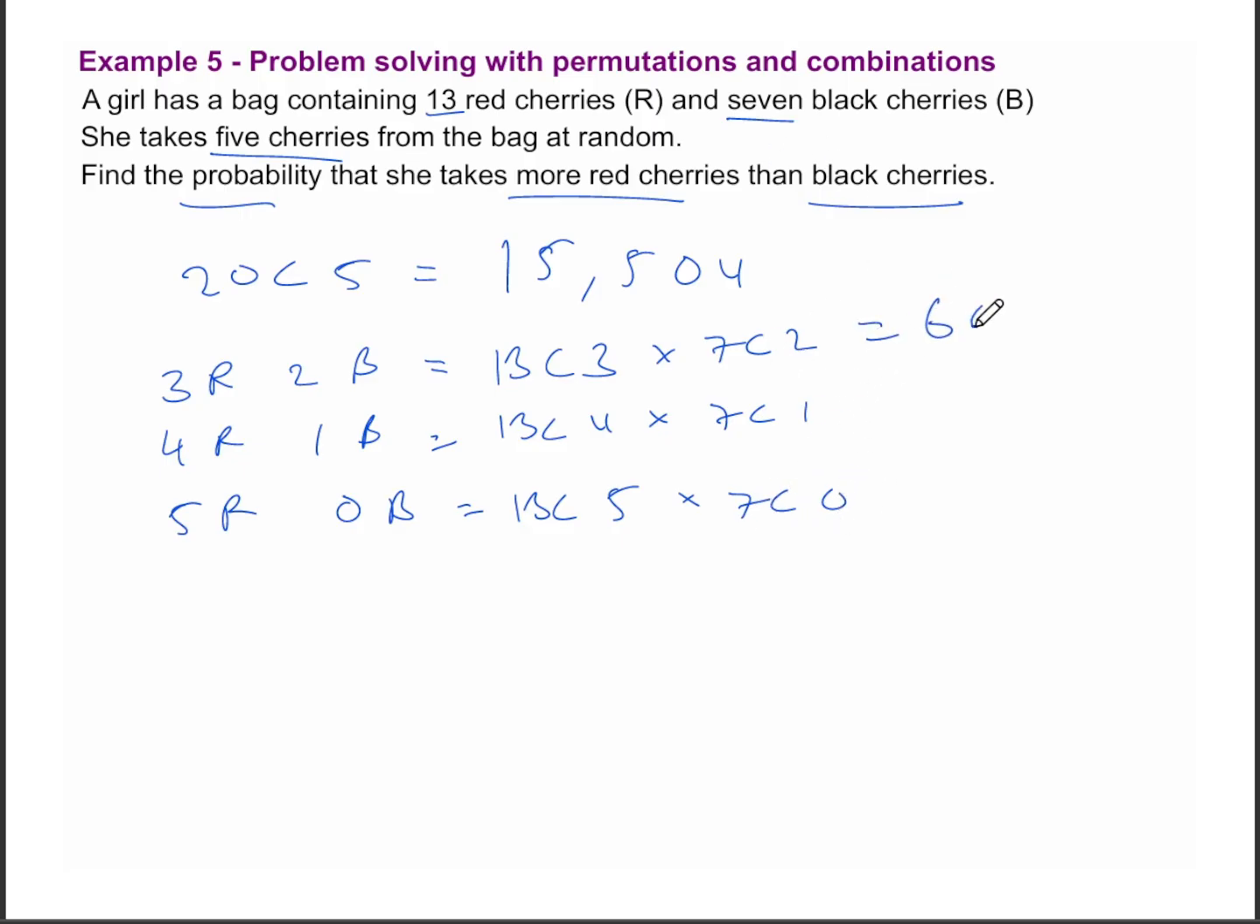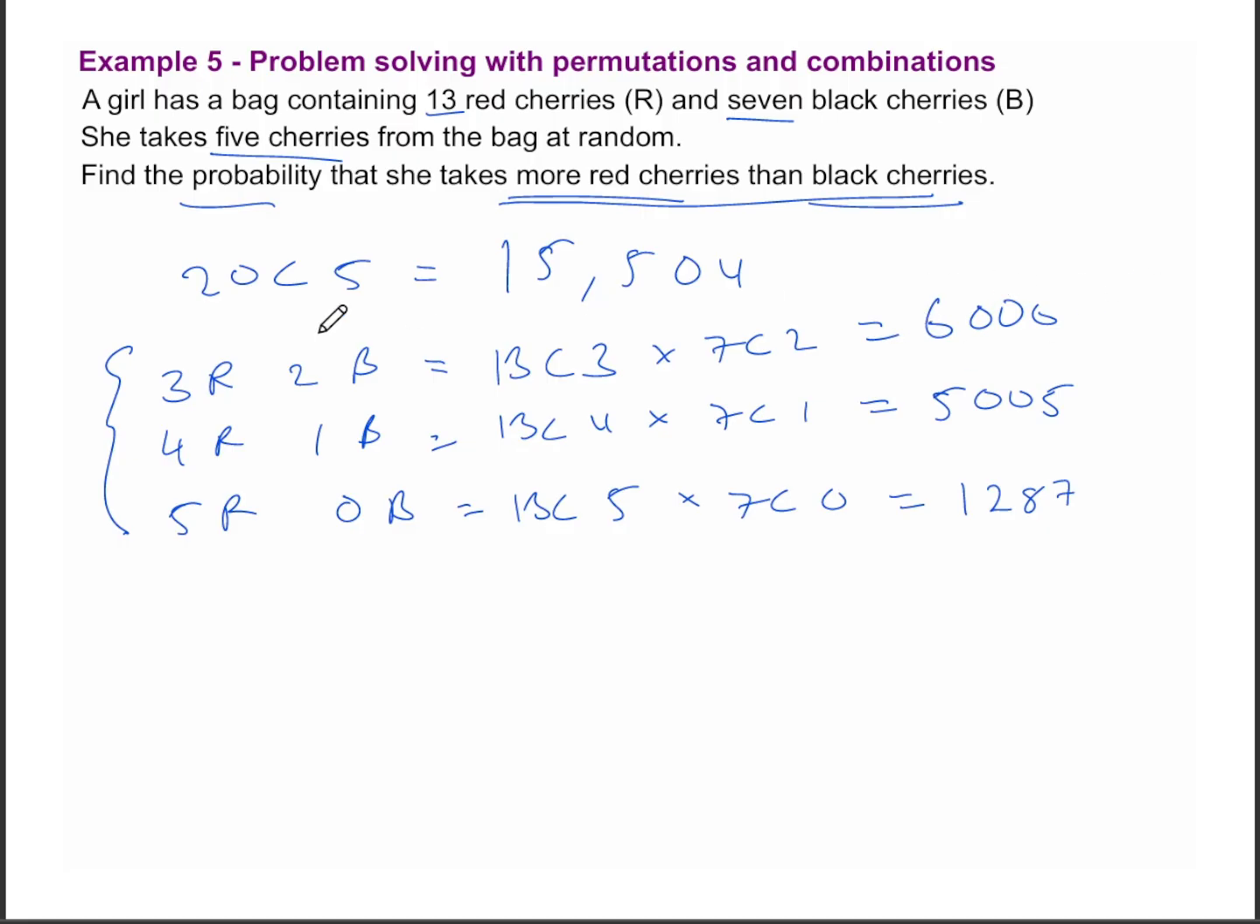The first one gives us 6,006. The second one gives us 5,005. The third one gives us 1,287. So all of these 3 are the possibilities of our combinations of cherries from our selection that do satisfy our successful events.